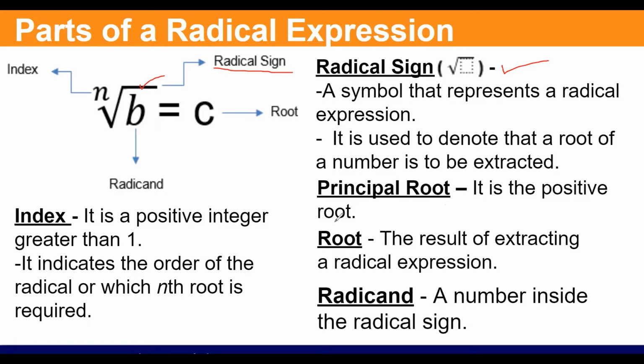It is the positive root. Ayan, so positive root po sa square root. Then root is the result of extracting a radical expression. So, pag nag-extract na tayo ng radical expression, ang sagot po doon ay tinatawag na root. Radicand, a number inside the radical sign. Ito po yon, radicand. And this is the root. Ayan, yung sagot po sa radical expression.